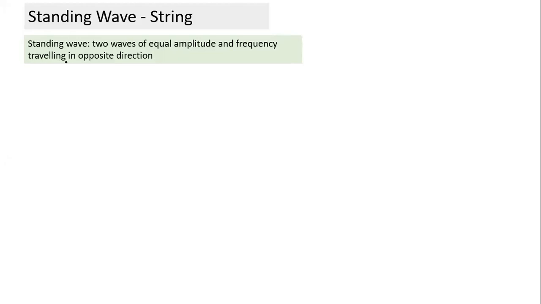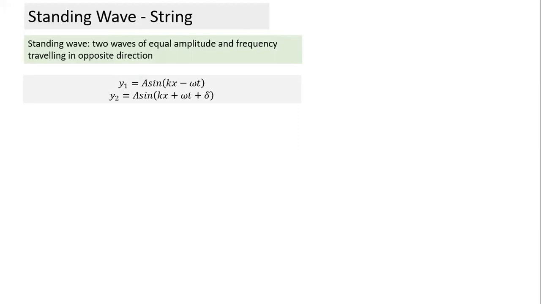But they are traveling in the opposite direction, similar to the wave pulses we have seen on the previous screen. Whenever such a thing happens, it gives rise to a different kind of wave pattern, which is called a standing wave. Let's understand how we arrive at that wave pattern. We arrive at it by the simple principle of superposition.